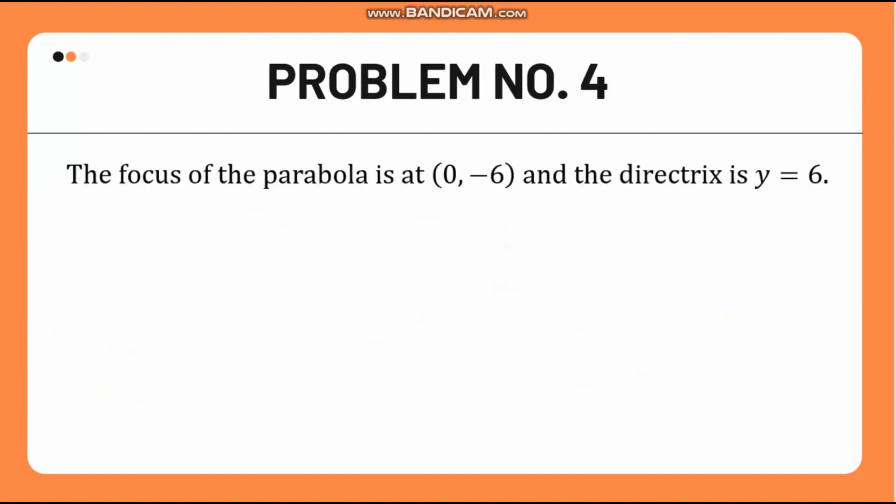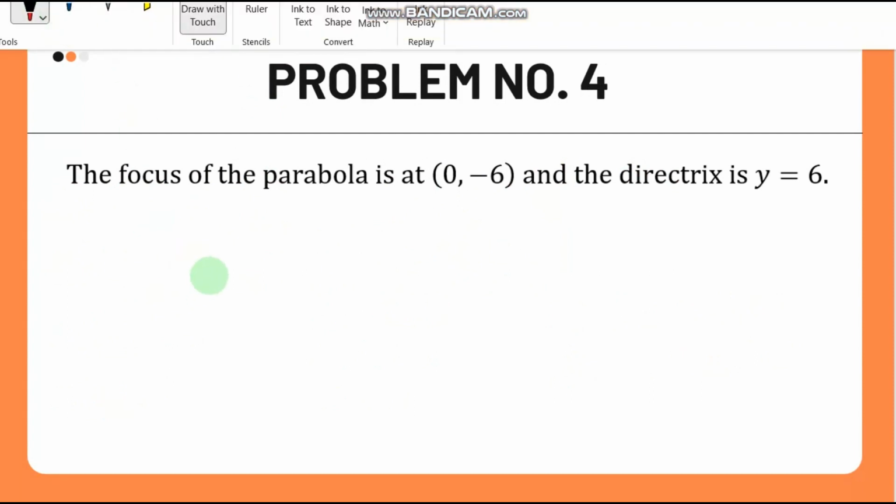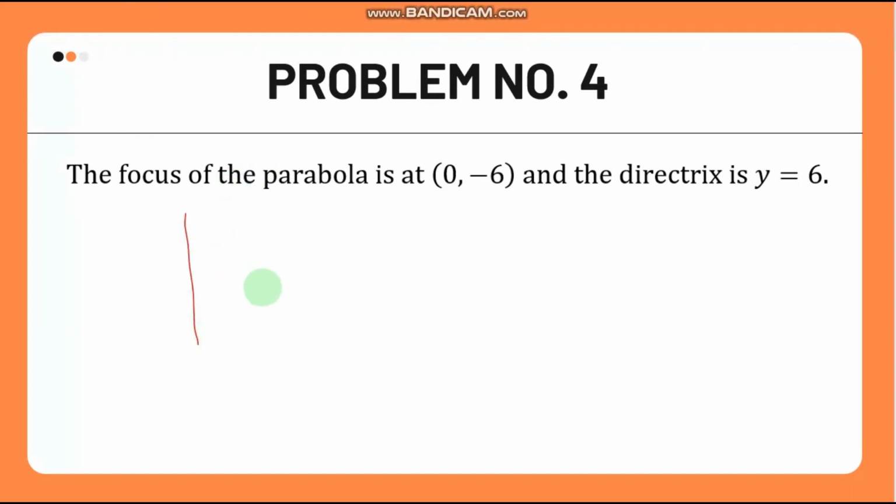So we have the fourth problem. The focus of the parabola is at 0, negative 6, and the directrix is y equals 6. If we're going to plot this one, so 0, negative 6, this is the focus, and this y equals 6 is the directrix. As you can see, the parabola opens downward because, as always, focus is inside the parabola.